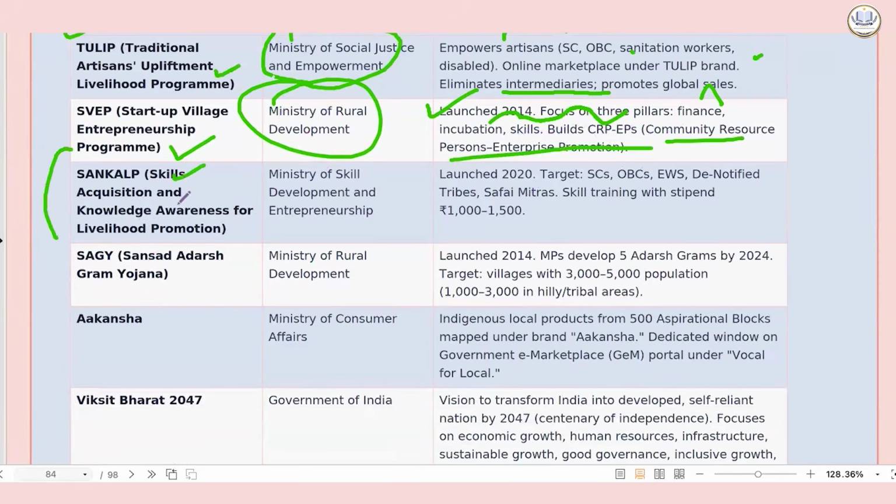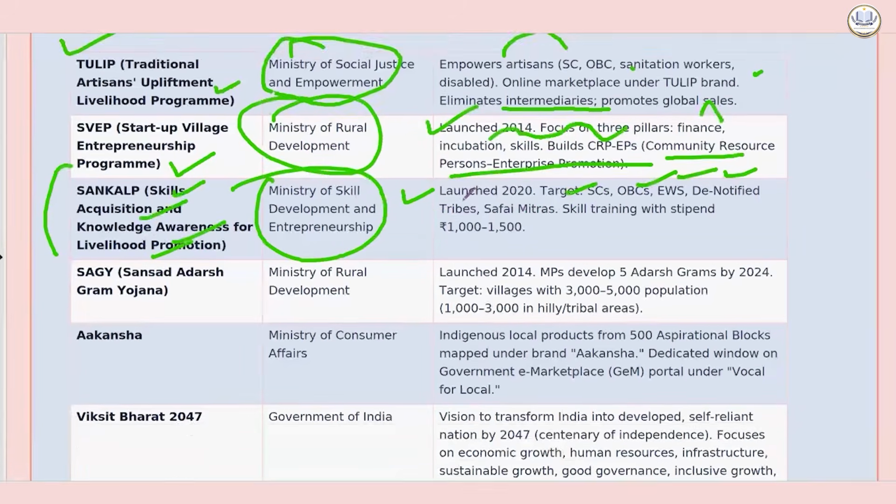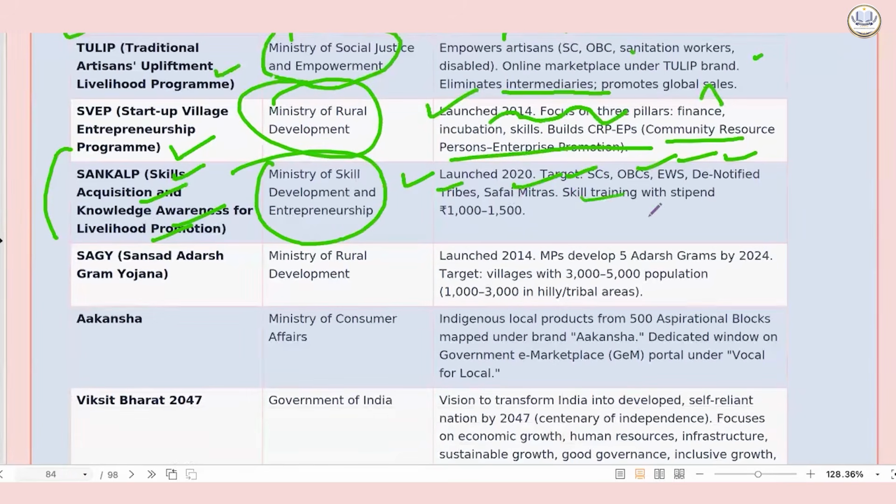Sankalp, which is Skills Acquisition and Knowledge Awareness for Livelihood Promotion, under the Ministry of Skill Development and Entrepreneurship. Launched in 2020, it targets SC, OBCs, EWS, denotified tribes, and Safai Mitras, with skill training and a stipend of rupees 1,000 to 1,500. We have Sansad Adarsh Gram Yojana under the Ministry of Rural Development, launched in 2014. MPs develop 5 other gram panchayats by 2024, targeting villages with 3,000 to 5,000 population, and in hill areas 1,000 to 3,000.